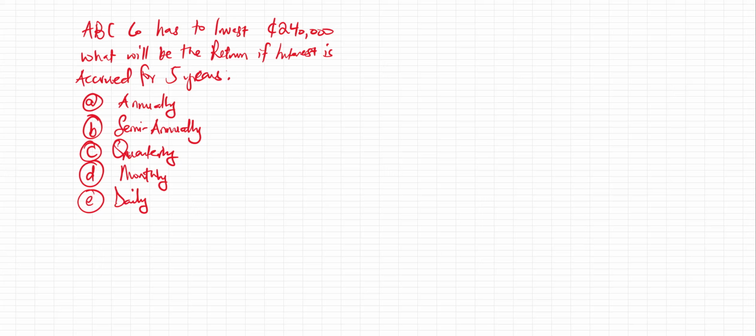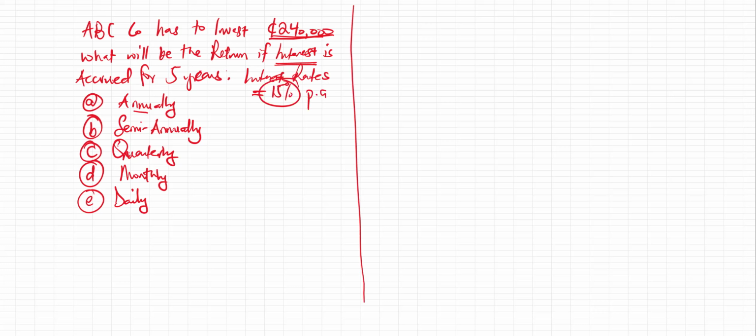So now we want to invest 240,000, right? And then we are going to accrue interest annually. Let's say interest rates are 15%. Anytime you see interest rate in a question, interest rates are always quoted per annum. Even if they tell you it's semi-annually, the interest they give you is the per annum one, the yearly one. So let's do A, where interest is computed per annum, per year.